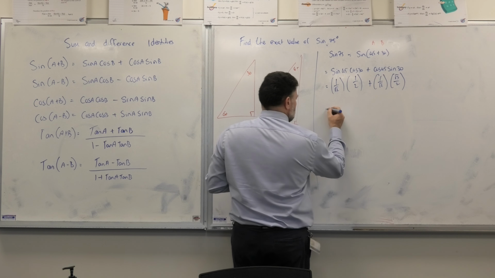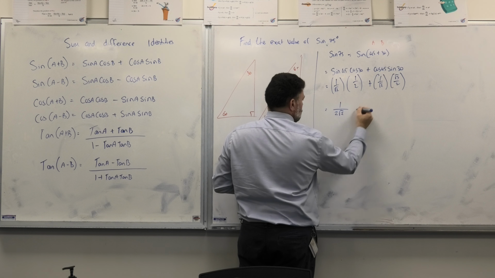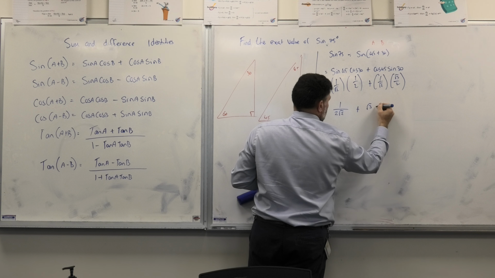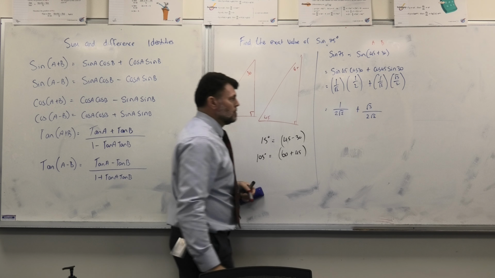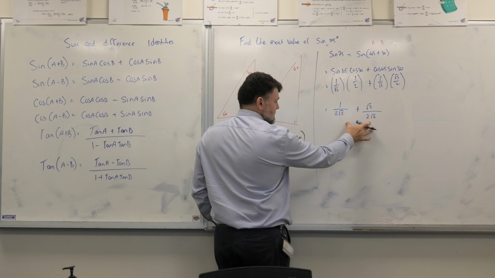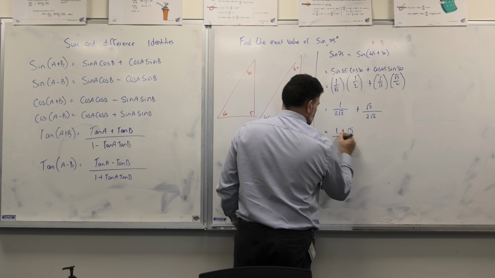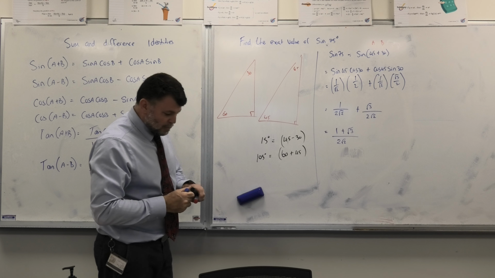Now it's just a matter of multiplying them together. So we'll get 1 times 1 is 1 over 2 root 2, plus 1 times root 3 is root 3 over 2 root 2. Now I can easily add these together because I have the same denominator. So I'll get 1 plus root 3 over 2 root 2.